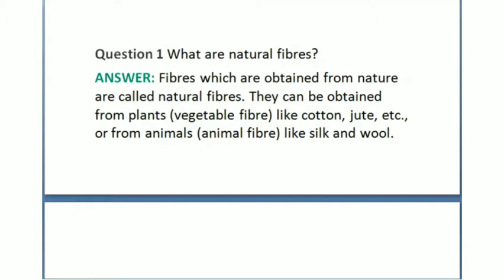So the answer: what are natural fibers? Fibers which are obtained from nature are called natural fibers, as the word natural means nature, right? They can be obtained from plants, vegetable fibers like cotton, jute, etc., or from animals, animal fibers like silk and wool. Vegetable fibers are those fibers, or we can say plant fibers, right? We can also use the word plants instead of vegetables, right? Moving further, question number 2.